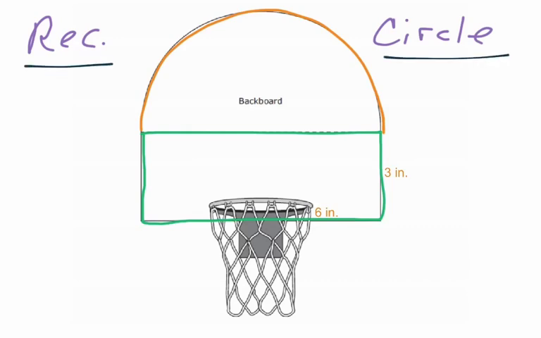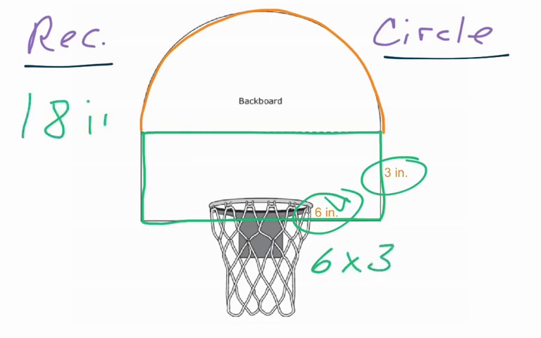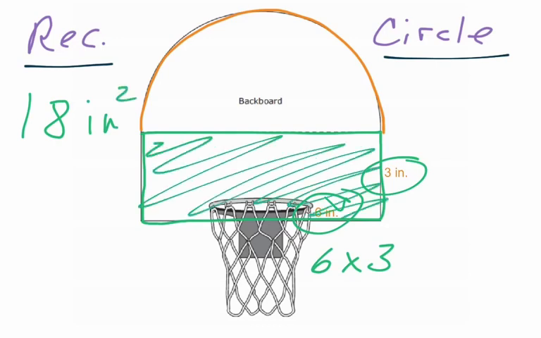So let's start with the rectangle. The rectangle is pretty straightforward. We do have measurements. 6 is the length. 3 is the width. So 6 times 3 should get us the area for the rectangle, and that's 18 inches squared. No problem there. Got it filled in. Good to go. Now we move on to the circle, and that can be a little bit more tricky.